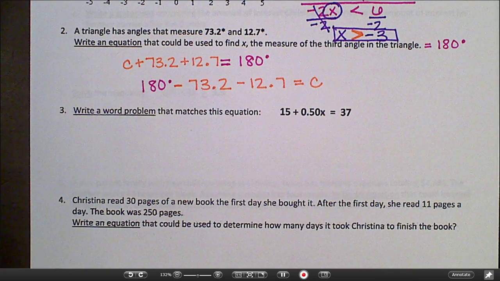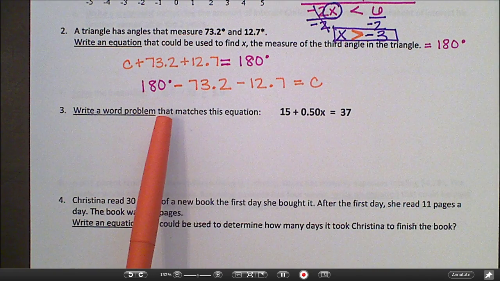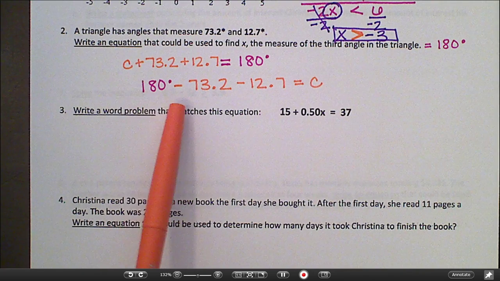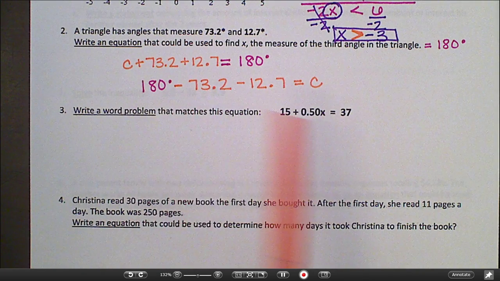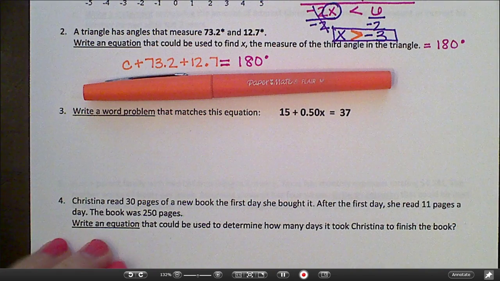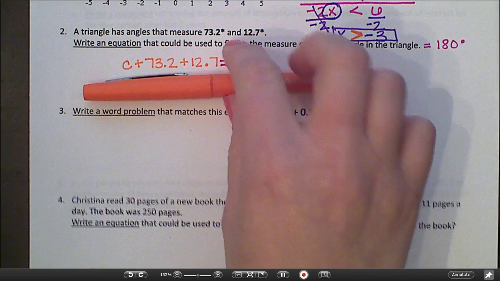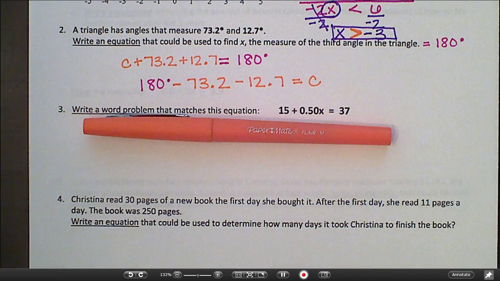So this is algebra, and we're trying to get rid of everything that's not necessary. So in this case, if we were going to solve this, we would actually go through, we would subtract. Okay, so if we were looking at this top equation, I could actually subtract 12.7 from both sides. I could subtract 73.2 from both sides, and I would really be ending up with this equation right here.